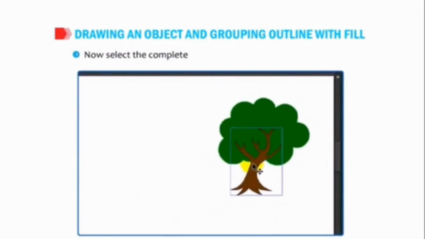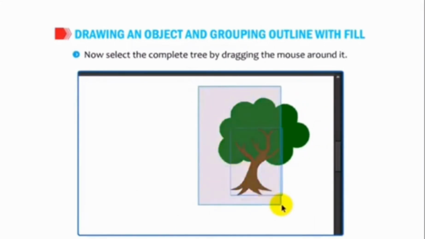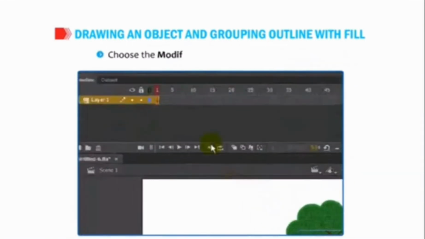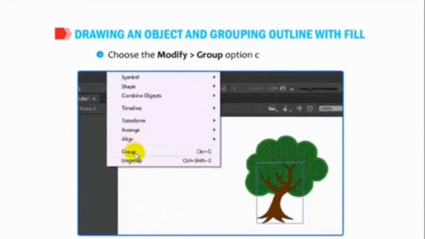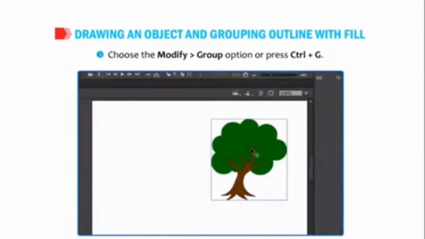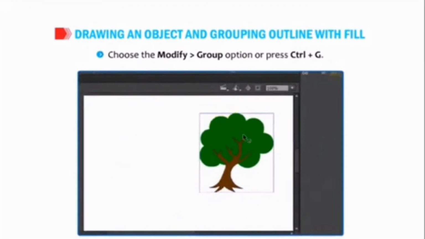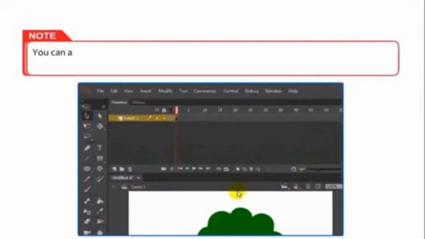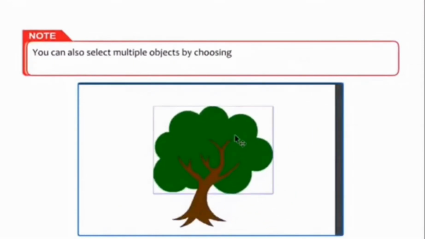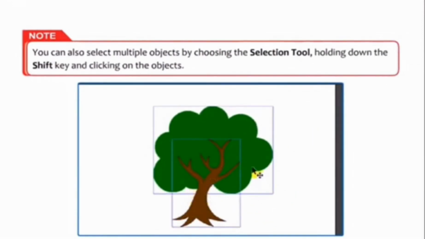Now select the complete tree by dragging the mouse around it. Choose Modify, then go to the Group option or press Ctrl+G. Students note, you can also select multiple objects by choosing the Selection tool, holding down the Shift key and clicking on the objects.